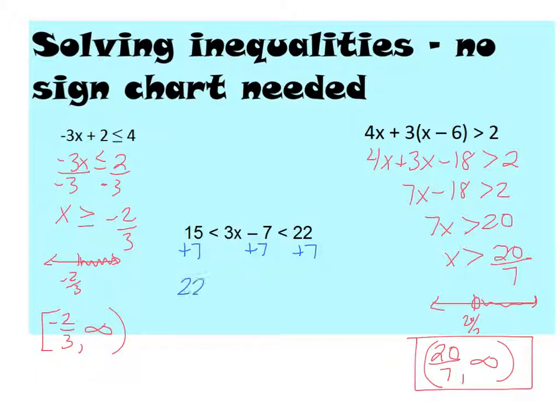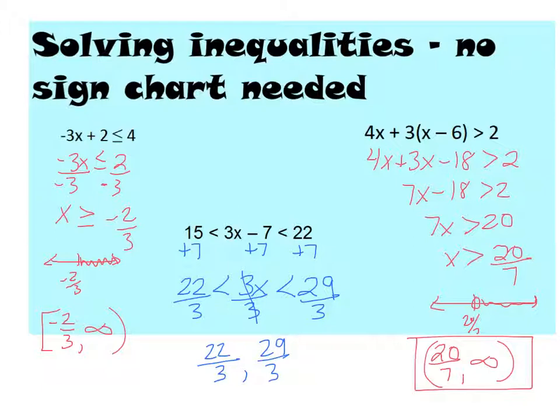So this would become 22 less than 3x less than 29. Then I'm going to divide by 3, but I got to do it everywhere. And so then I have 22/3 is less than x, which is less than 29/3. That's that nice compound inequality. That means that x can fall anywhere from 22/3 to 29/3. Since those are not or equal to's, I'll do parentheses on them. And so that's the interval for it. Don't expect pretty numbers. We're kind of done with the pretty number thing. We're okay with fractions, and that's all right.